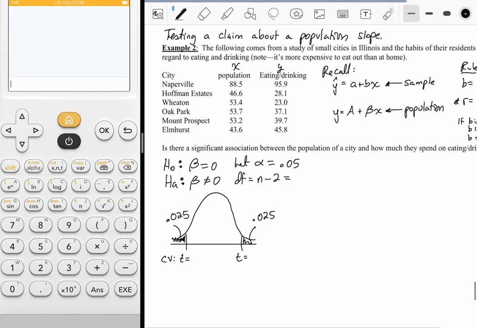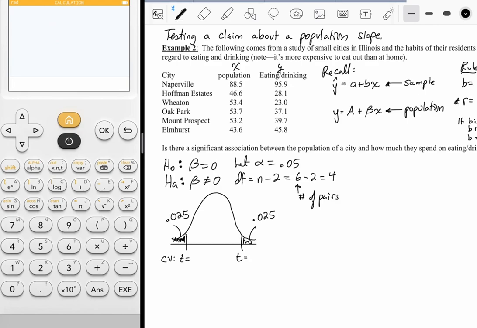Let me go to my calculator. Degrees of freedom, and so 1, 2, 3, 4, 5, 6 minus 2. Right, the n represents the number of pairs, ordered pairs, so 4 degrees of freedom.